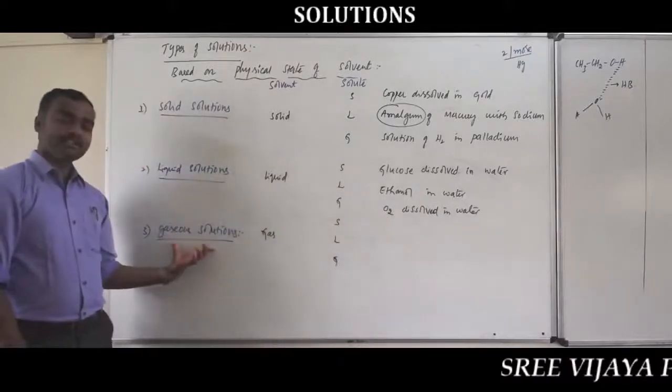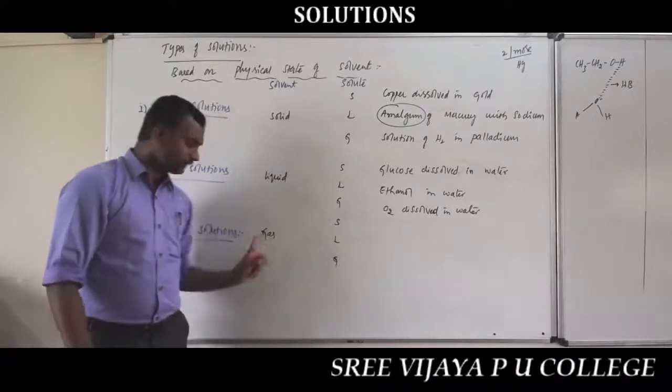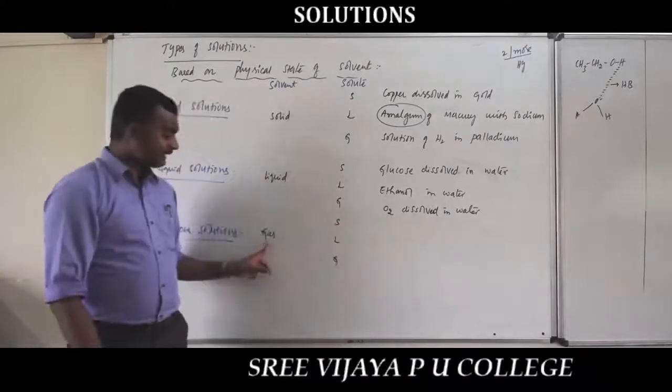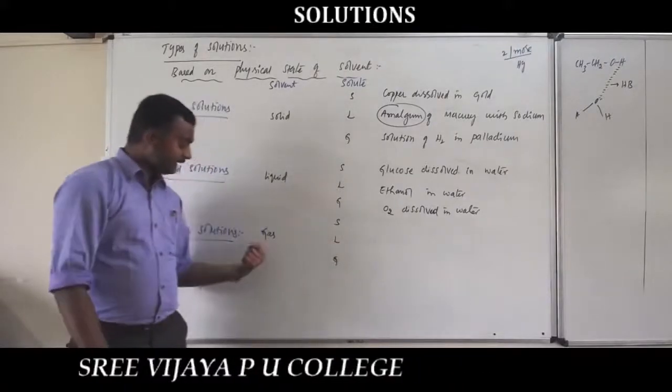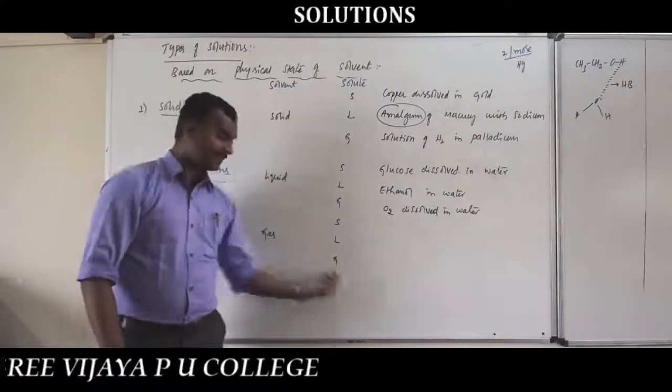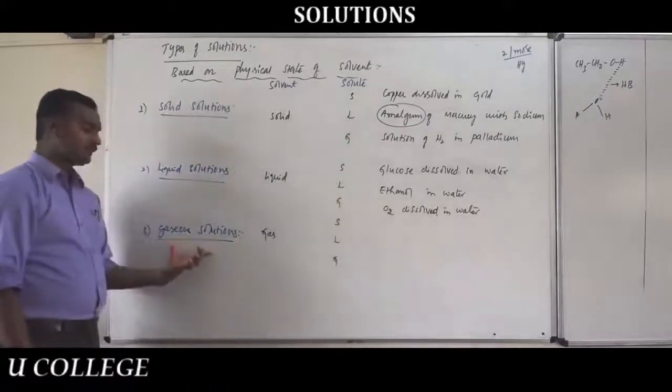Remember, in a gaseous solution the gas is the solvent, and the solute can be solid, so a gas-solid solution comes. Again, gas is the solvent and the solute can be liquid, so a gas-liquid solution comes. And the solute can be a gas, so a gas-gas solution can come. So therefore again there are three types of solutions in the case of gaseous solution.